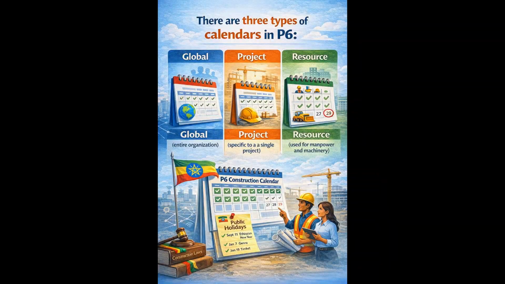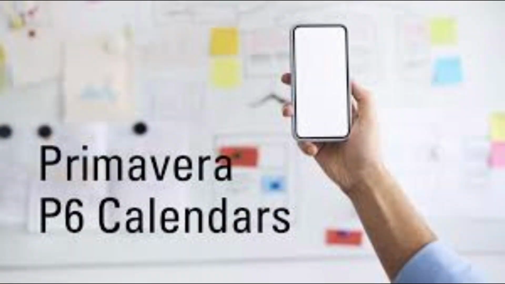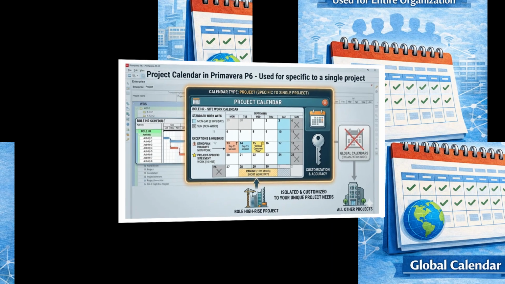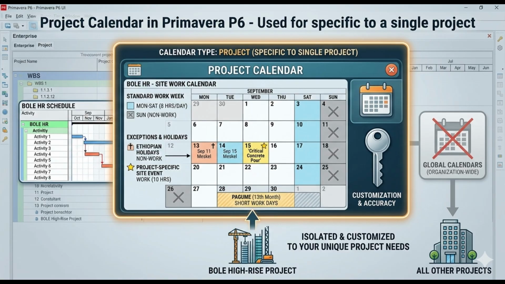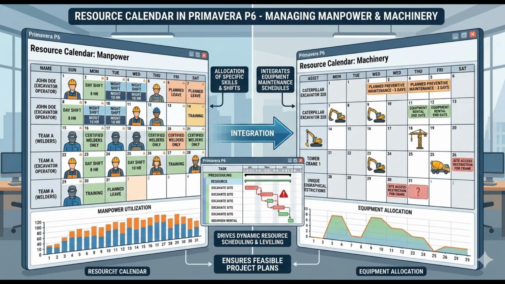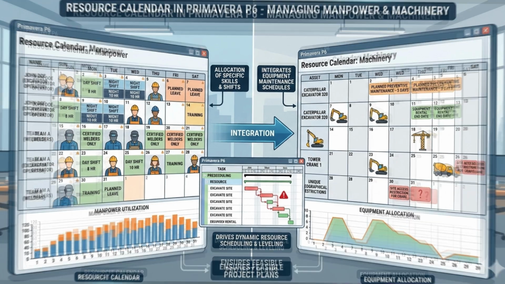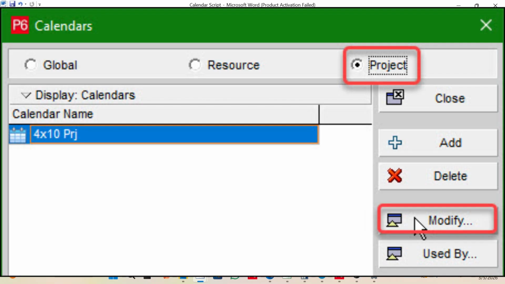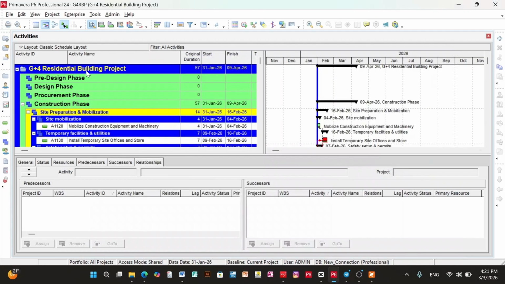There are three types of calendars in Primavera P6. The first one is the global one, applies across the entire organization, and the second one is the project calendar, which is specific to a single project. The other one is resource calendar, used specifically for personnel and machinery. Today, our focus will be on creating a project calendar. Let's dive into P6 software.